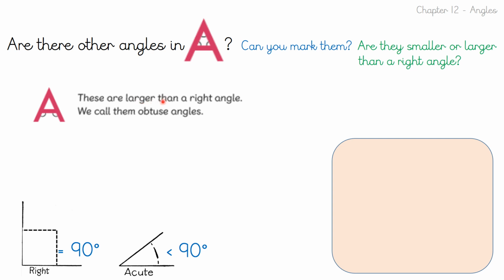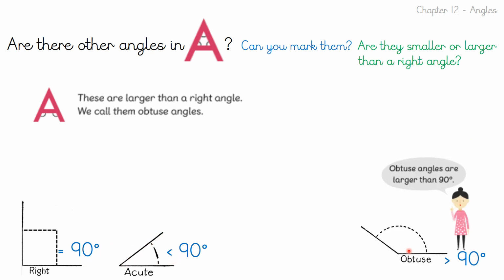And these angles also have a name. We call them obtuse angles. My go, obtuse angles. Your go. So now we know the right angles are angles that are 90 degrees. Acute angles are smaller than 90 degrees. And obtuse angles are larger than 90 degrees.